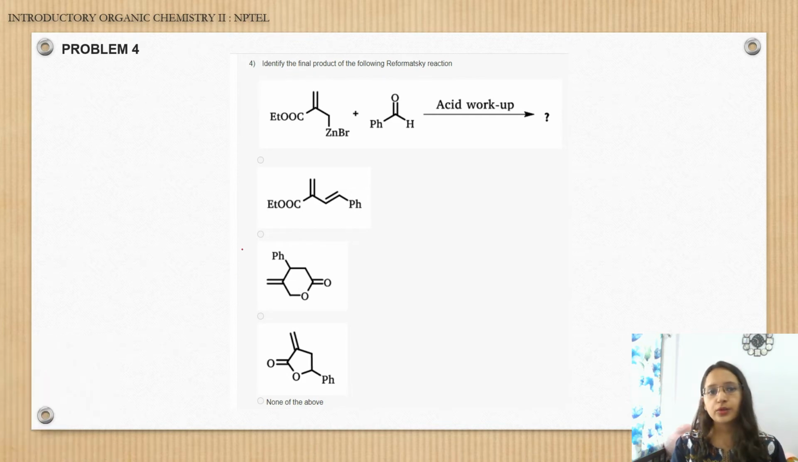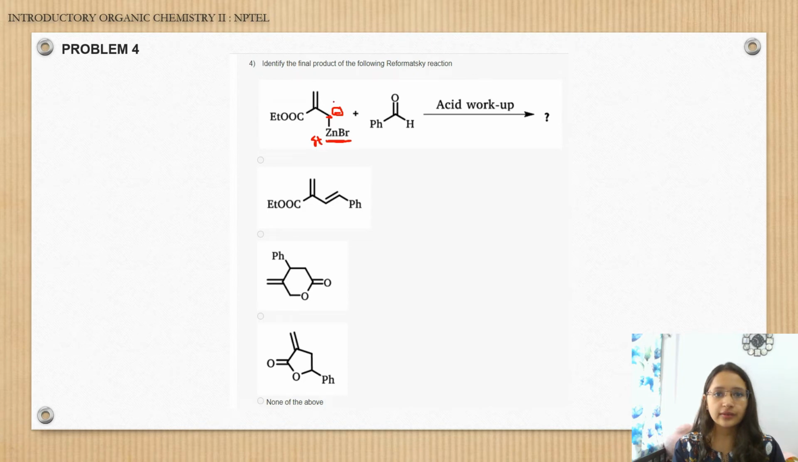So we were at problem 4. Now they are asking for the final product of this Reformatsky reaction. So here, see what happens: this Reformatsky enolate is there, right? I've told you that this zinc is a metal, it is electropositive in nature. So the carbon which is connected to this particular ZnBr species is nucleophilic in nature. A partial positive charge is here and a partial negative charge is there.